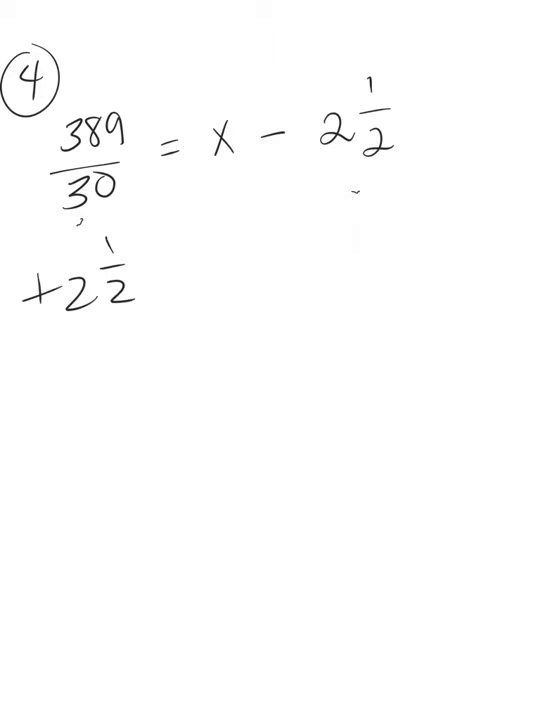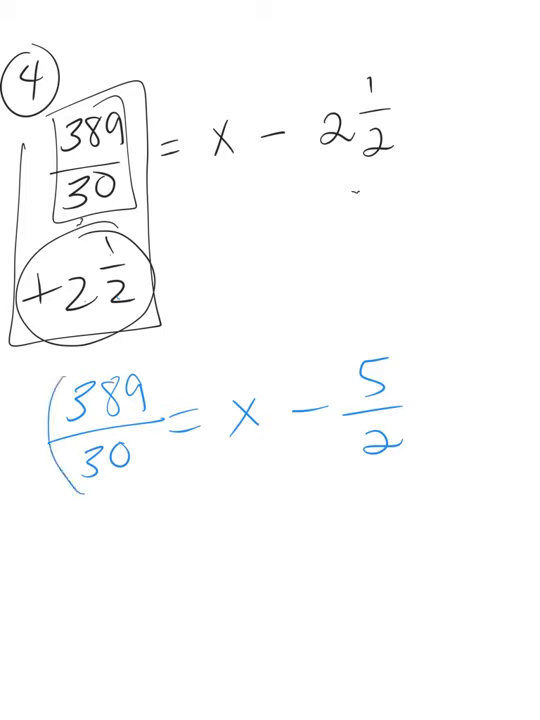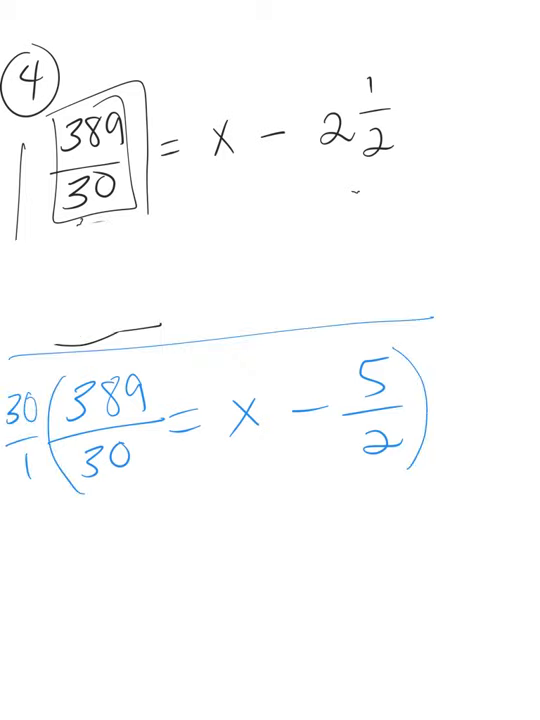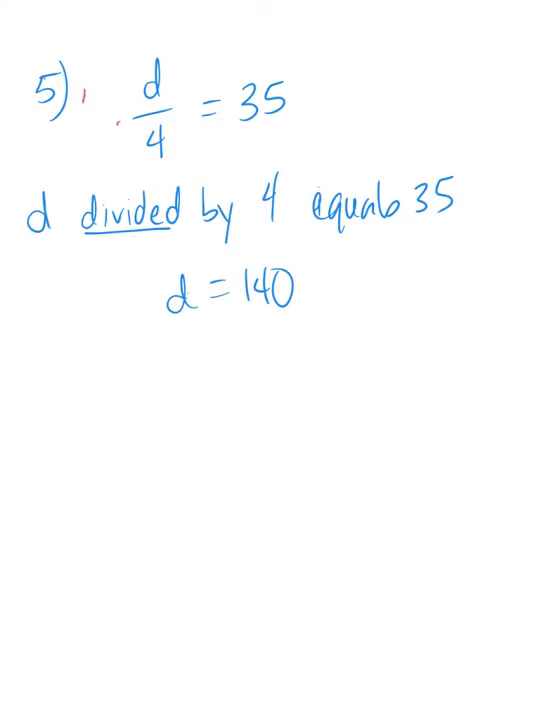So if you have a calculator, I'm going to multiply this whole thing by 30 over 1. Why do you have a negative sign? Yeah, so you multiply it by 4 on both sides, and 35 times 4 is 140.